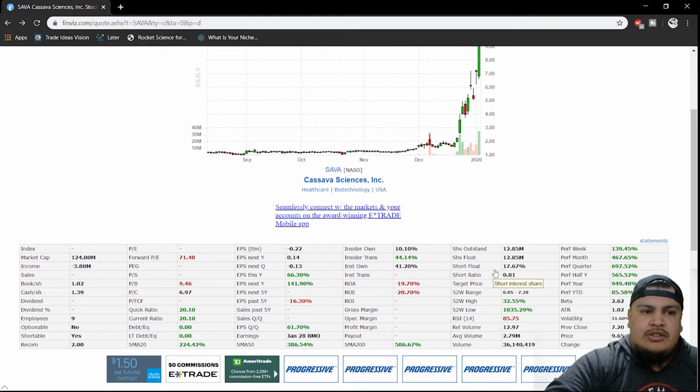You also want to look at the short float, right? This is how much interest in what is being traded is actually short. So how much of the float is actually selling. Then you also want to look at the volume. So the volume is also good to recognize.